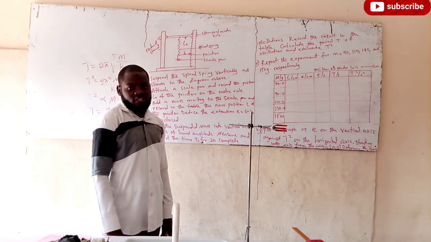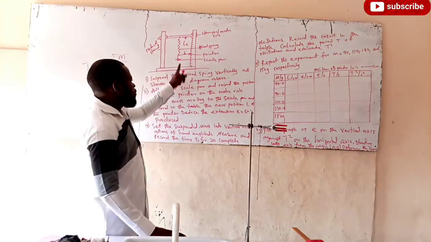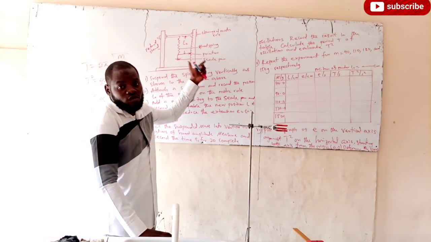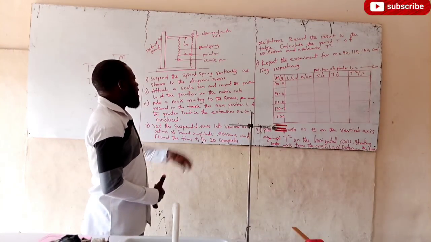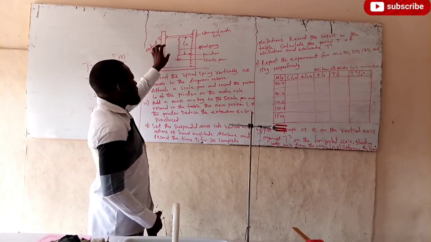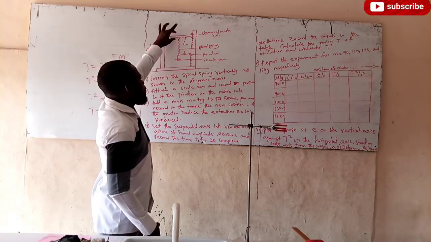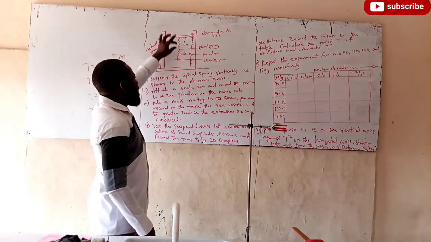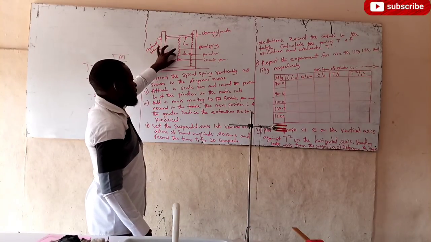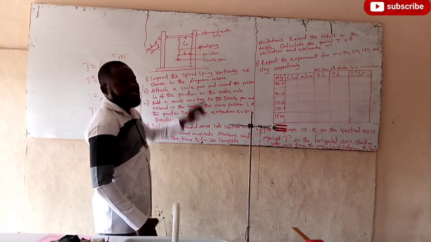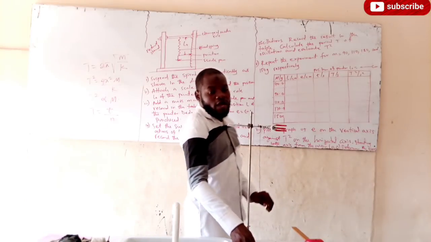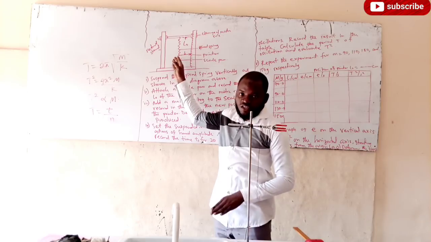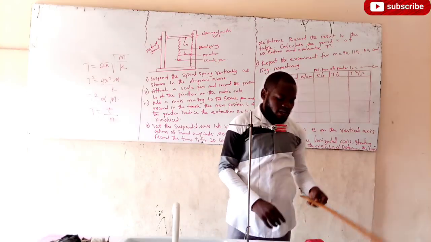Now let's go into the experiment. If you look at the diagram, this is how our experiment setup should look. Here we have our meter rule, a retort stand, and a split cork. Then we have the string, the pan, and the pointer. Those are the things we are going to arrange in order to look like this. Are we together?